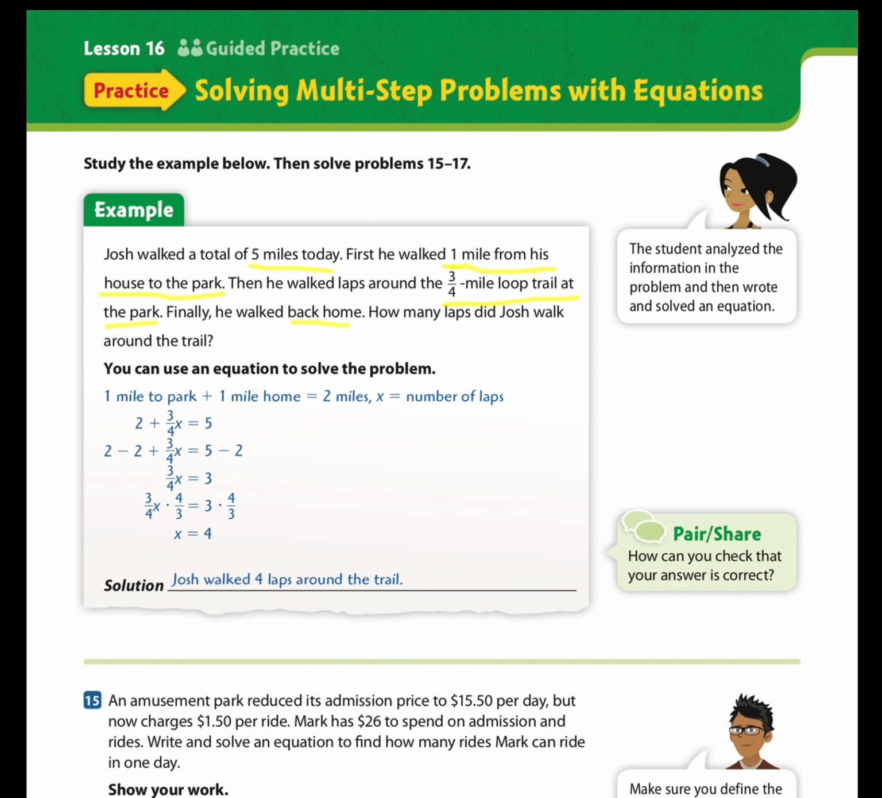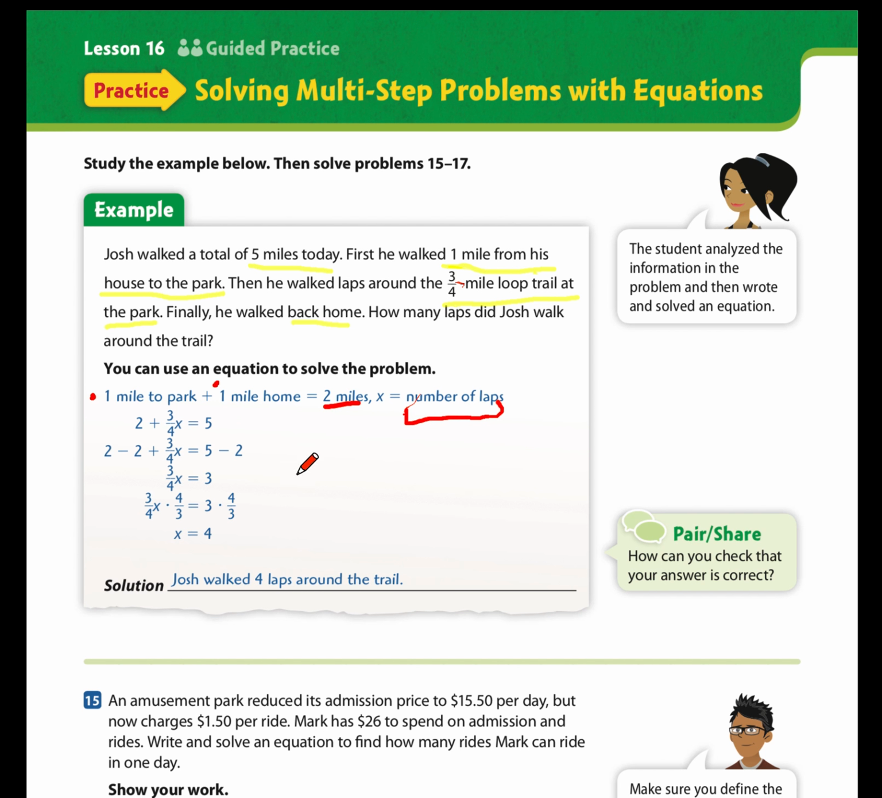So let's go ahead and look at their work and see if we can break it down. So you saw that it's 1 mile to the park. Okay, says that right there. It's 1 mile to his home. Okay, because it's from his house to the park. And then he went back home. So there's 2 miles. They already wrote it for us. What we don't know is what he did at the actual park. So that will be our variable. So you can see they set it up here. We have 2 plus 3/4 x, because all it says is he walked 3/4 of a mile around the loop. We don't know how big the loop is. Okay? So that's why there's an x there.